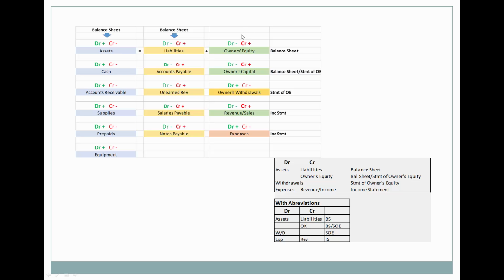Now the challenge is, and I will go through this more later on, owner's equity, which stands as a credit balance, but we can see when we go through them that the debits and credits go back and forth.